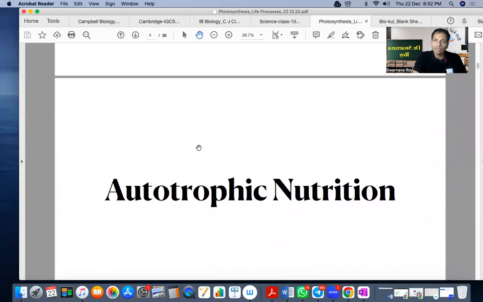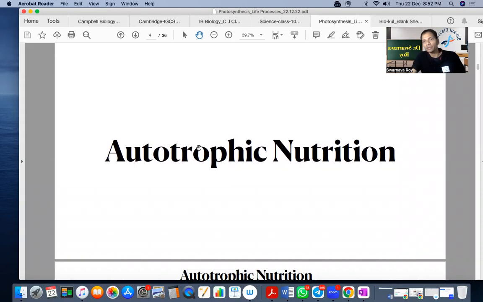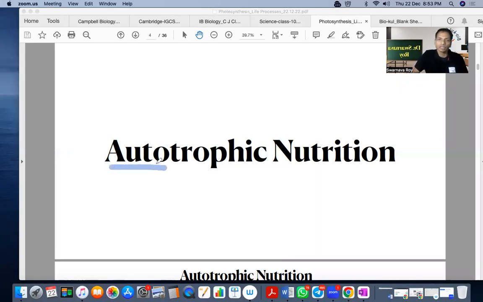So photosynthesis, one thing we have to understand is that this is called autotrophic nutrition. Now, the word autotrophic means self. Auto means self-production, and trophic means food. So autotrophic nutrition happens in the case of plants, and so plants are called autotrophs. Why are they called autotrophs? Because auto means self and troph means food.